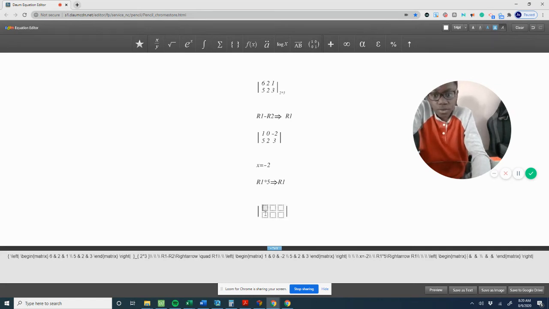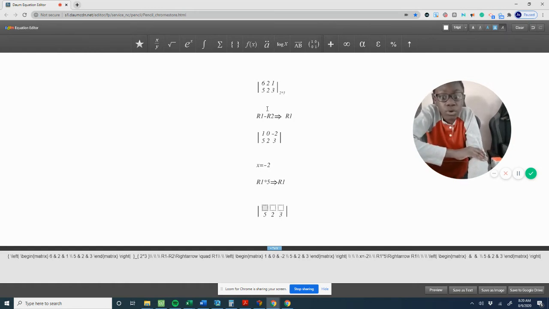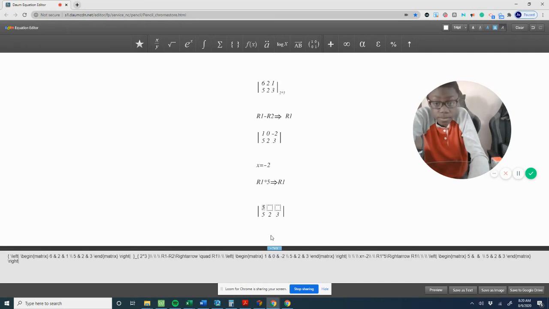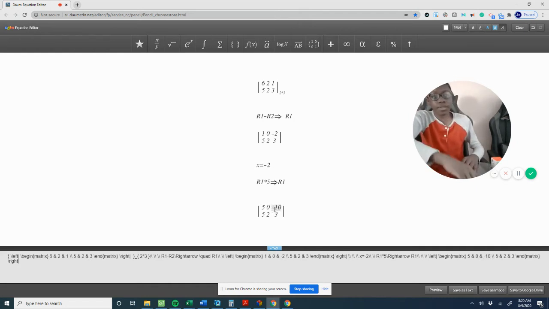Alright, so our new matrix. Row 2 has remained the same since the beginning. That's about to change. Since we've multiplied our R1 by 5, what we have here is 5, 0, and -10. And what we're going to do here is subtract both values. We have 5x here and 5x here, and we're going to subtract them.